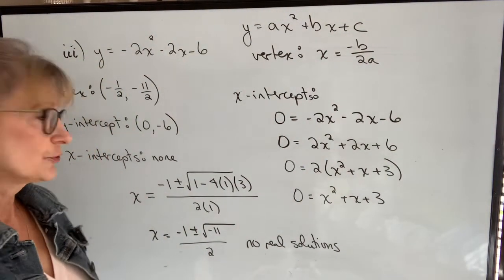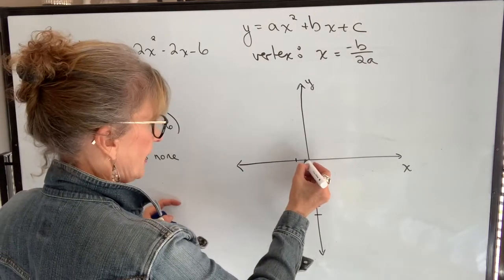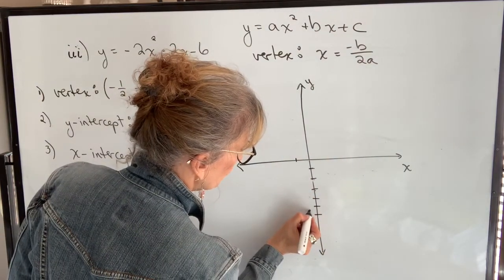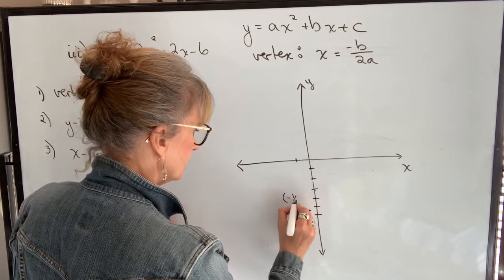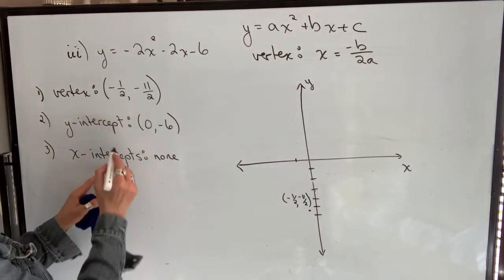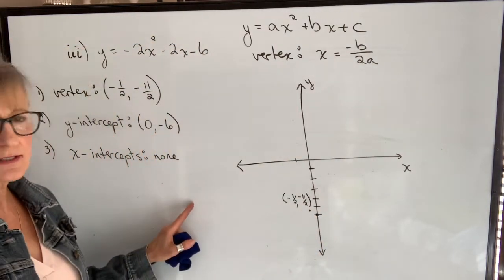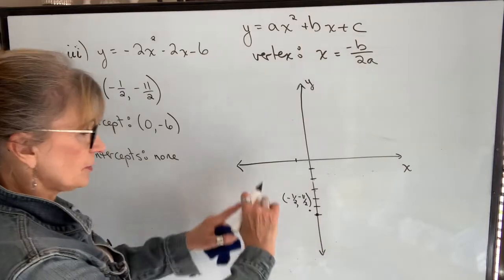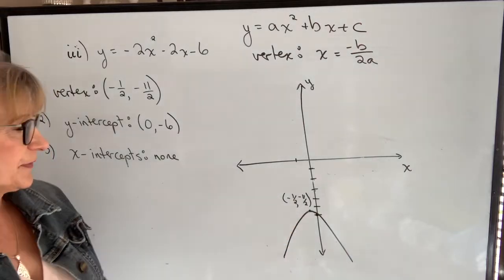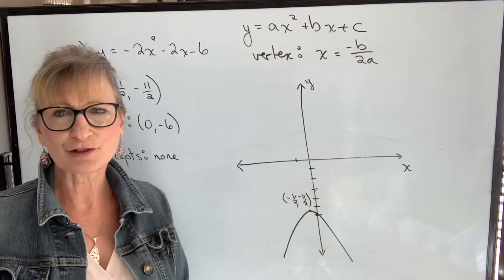So let's try drawing this. When I plot my vertex, it's going to be negative 1/2 and negative 11/2. So the vertex is going to be approximately right there. The y-intercept is negative 6, that's where it crosses the y-axis. And we don't have any x-intercepts. I know it's concave down, so it's not going to cross this axis. It's just going to look something like that. All right, that's how we graph quadratic functions.